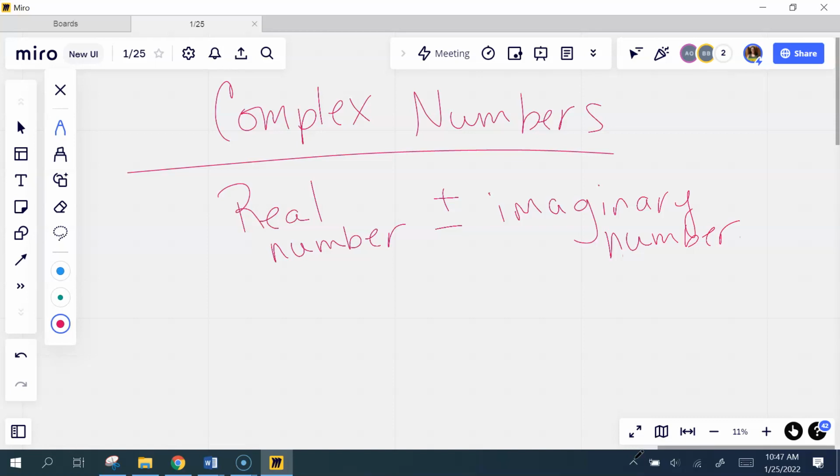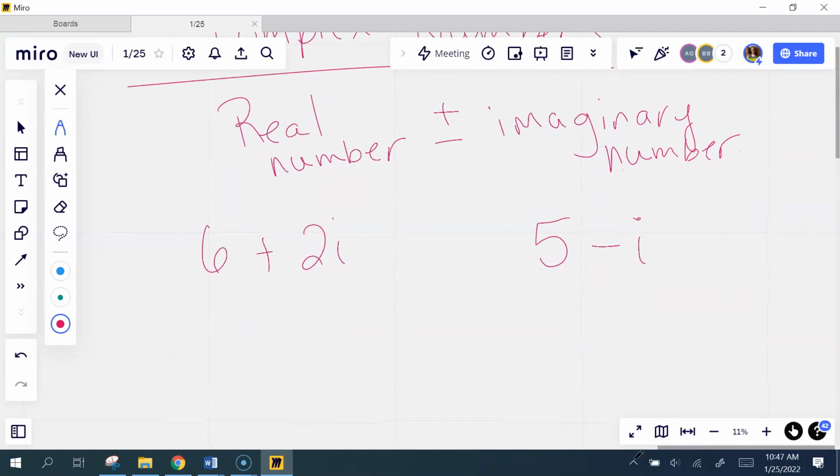For example, 6 plus 2i is a complex number. 5 minus i is a complex number. 5i, however, is what kind of number? Imaginary, not complex. It's imaginary.